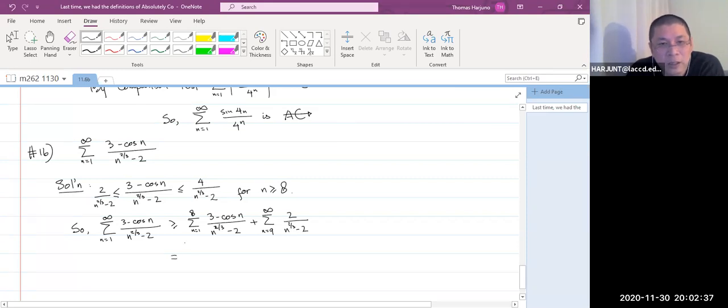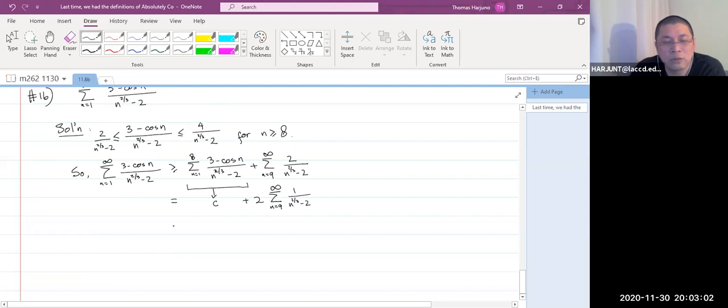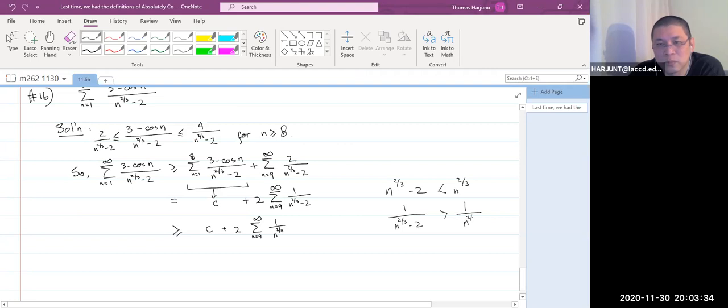Okay, now, but then this will give us a constant, right? Let's call that constant C, plus 2 times the series from 9 to infinity of 1 over n to the 2/3 minus 2. Actually, I can say further that this is greater or equal to C plus 2 times the series from 9 to infinity of 1 over n to the 2/3. Well, because n to the 2/3 minus 2 is less than n to the 2/3, so the reciprocal will change the order of inequality. Is that right?